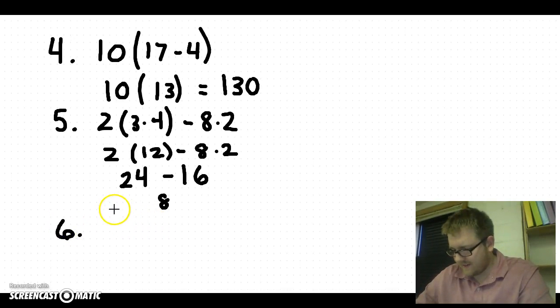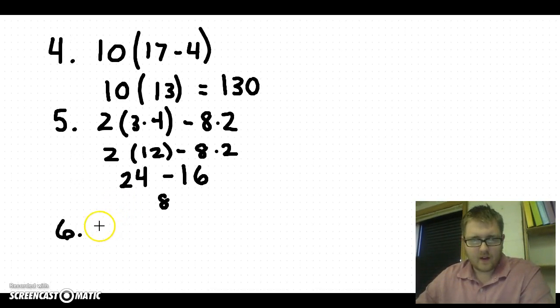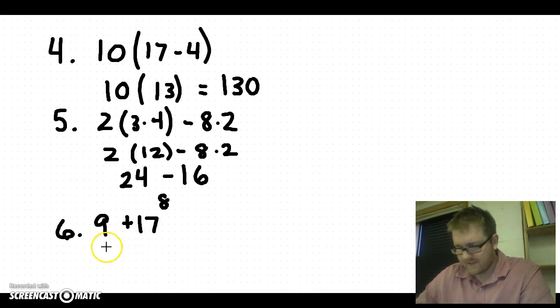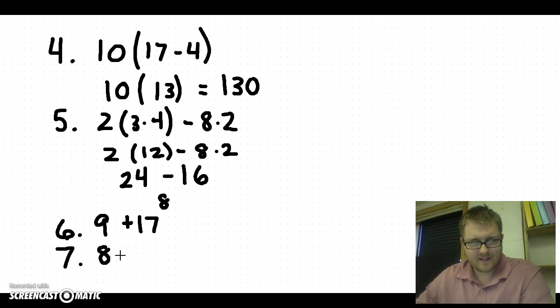For number 6, we want to write a numerical expression for 9 increased by 17. So we have 9. Remember, increasing is adding, so 9 plus 17 would go there. For number 7, 8 multiplied by 9, simply 8 times 9. You can write a dot, or you can write it out this way.